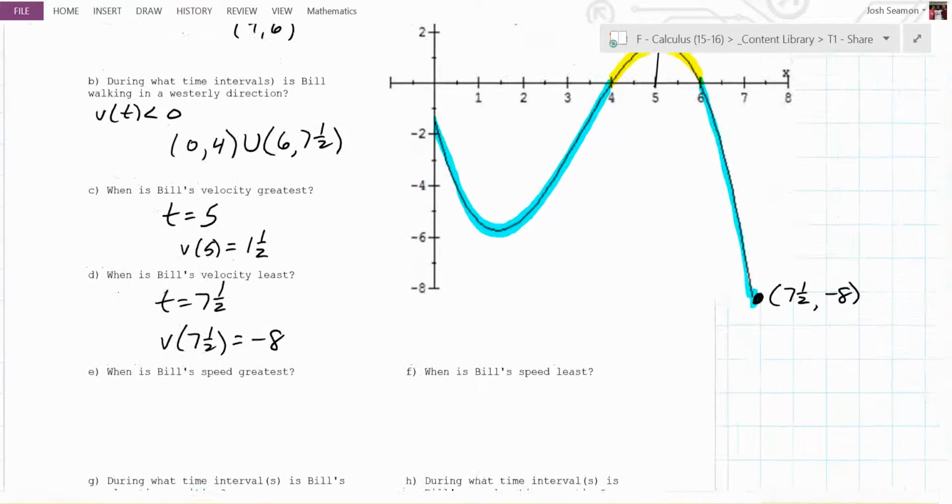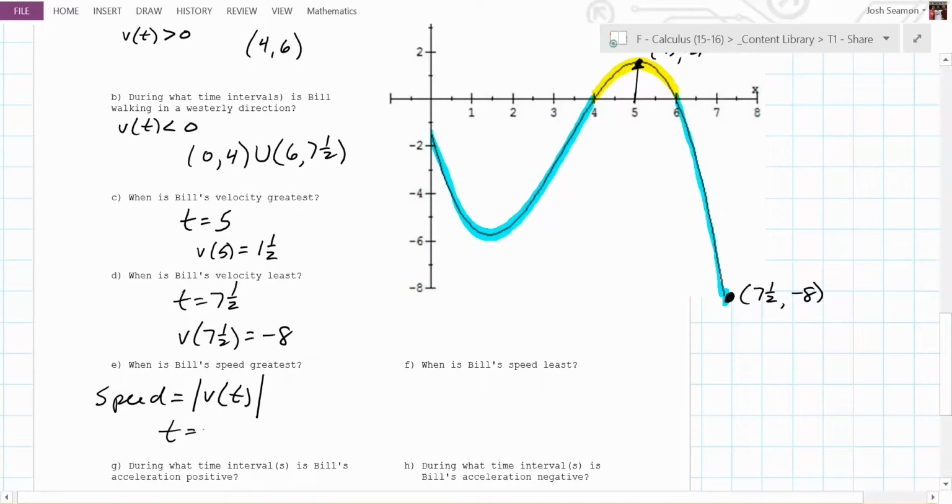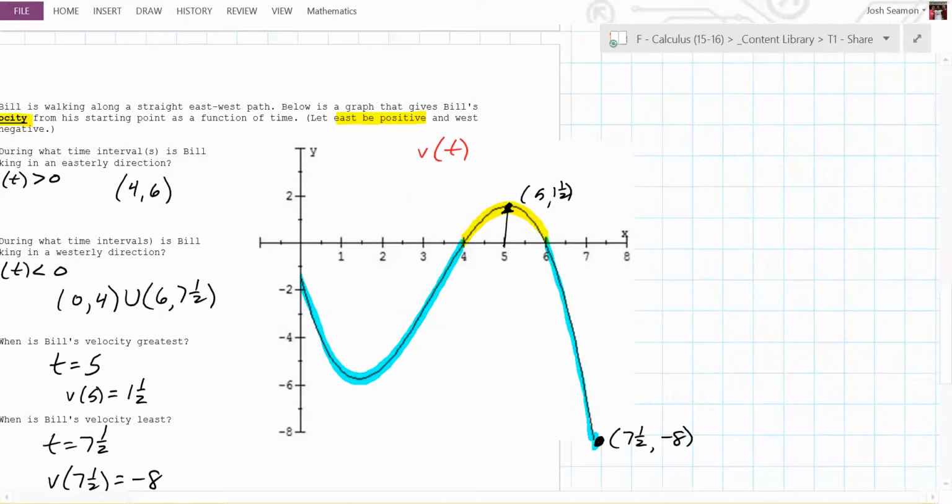When is Bill's speed greatest? What's the relationship between speed and velocity? What does speed equal in terms of velocity? Absolute value. The absolute value of velocity. So when is the absolute value of this the greatest? Exactly, t equals 7.5. Because what's the absolute value of negative 8? 8.